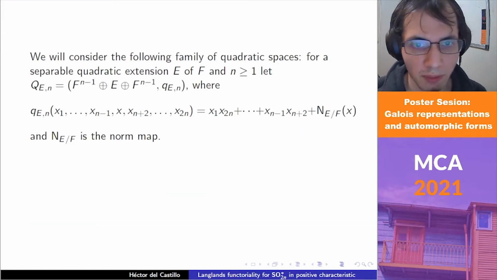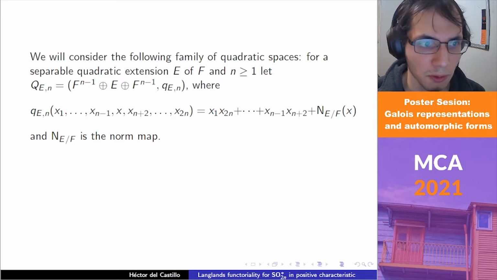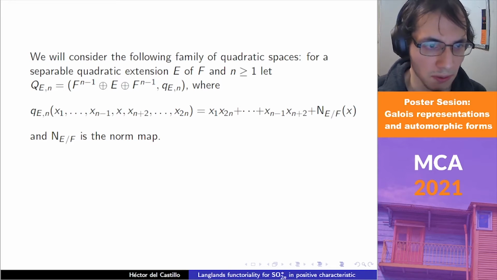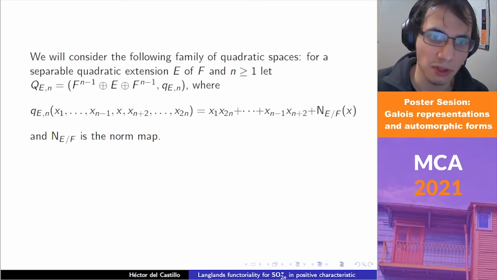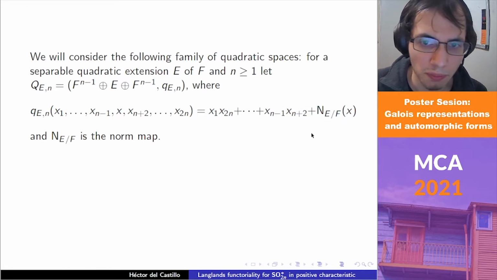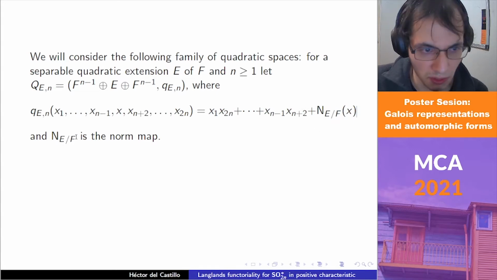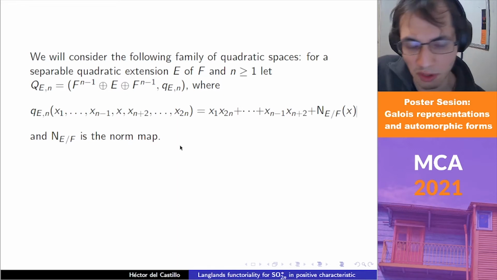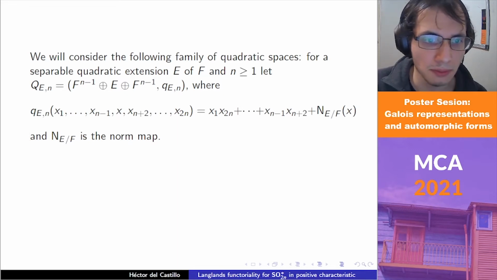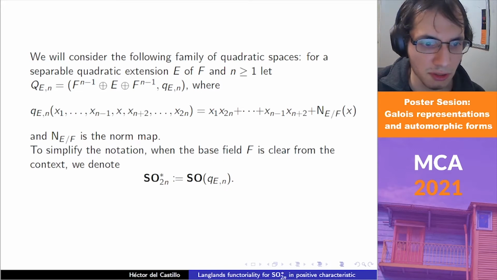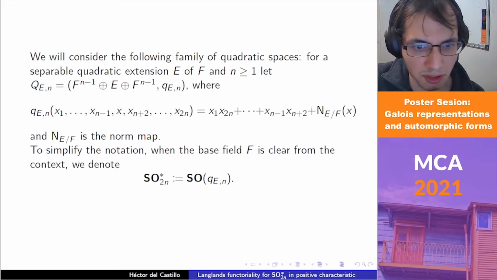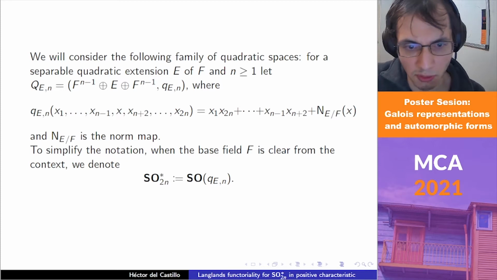We will consider the following family of quadratic spaces. For a separable quadratic extension E over F and n greater than 1, we let Q_En be the quadratic space given by F^(n-1) times E times F^(n-1), where the quadratic form is given with the following formula. Here N_E/F is the norm map of E over F. To simplify the notation, when the base field F is clear from the context, we denote by SO2n star the special orthogonal group of Q_En.